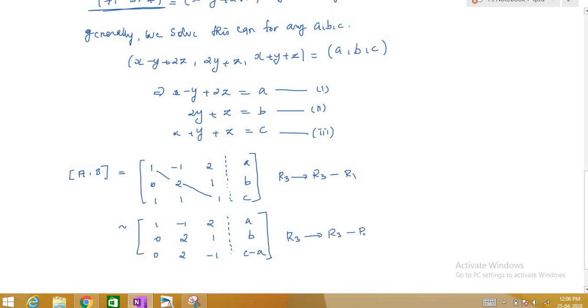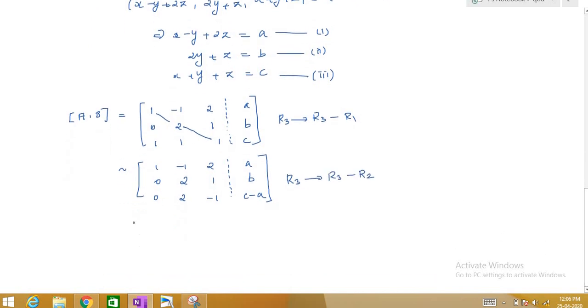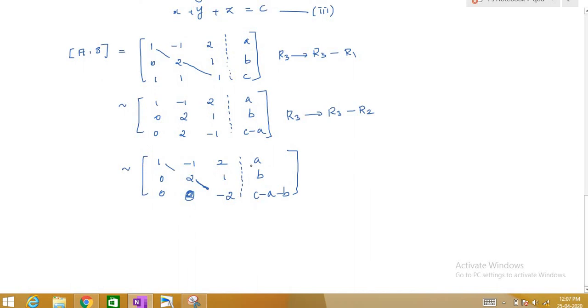Now we make the next element 0 by R3 equals R3 minus R2. So this is 1, minus 1, 2, a; 0, 2, 1, b; and 0, 2 minus 2 which is 0, minus 1 minus 1 which is minus 2, and c minus a minus b. Now you can see that I have changed this to an upper triangular matrix. Now we can do backward substitution to get our answer.